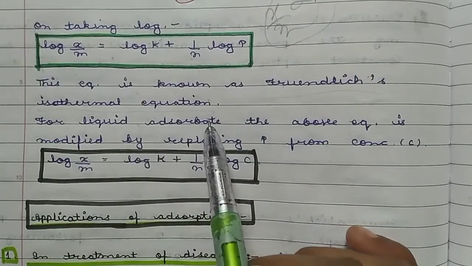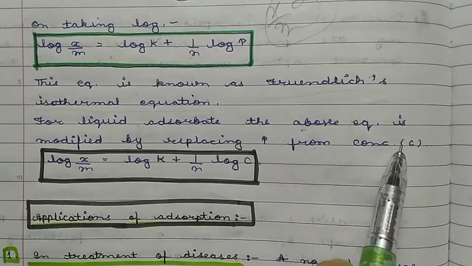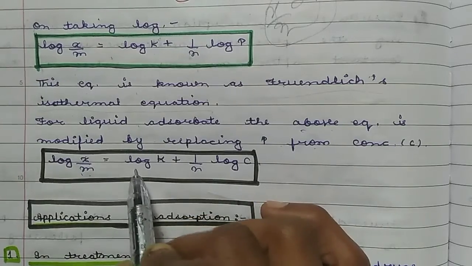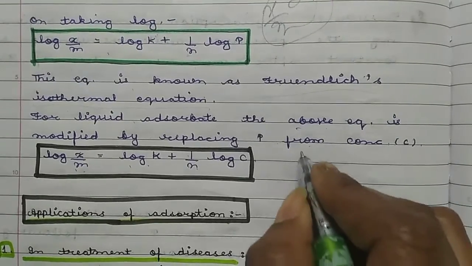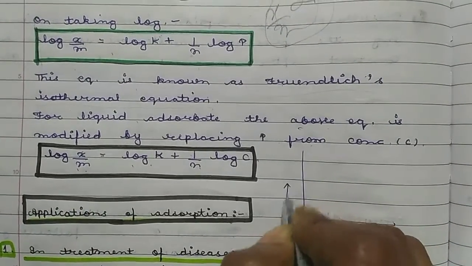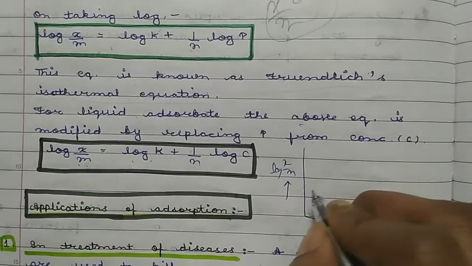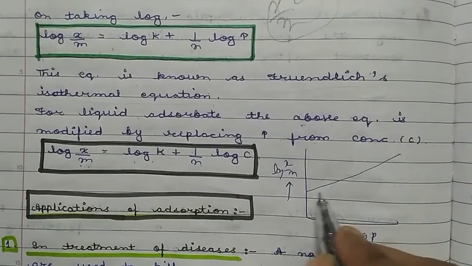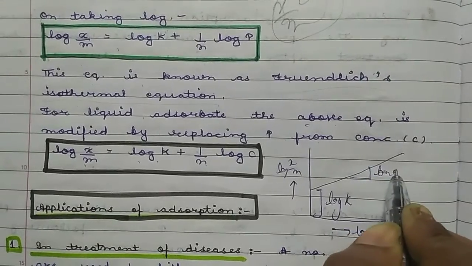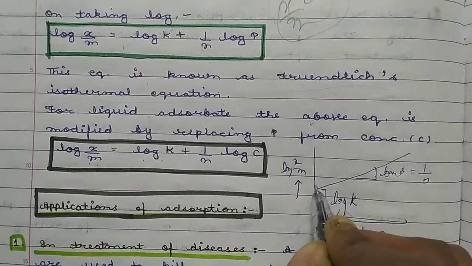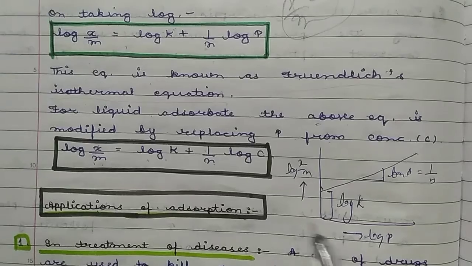And for a liquid adsorbate, the above equation is modified by replacing P with concentration C, that is, log x upon m is equal to log k plus 1 upon n log C. The graph between these, as I have told you, is log x upon m against log p. Its graph will be a straight line, its intercept will be log k, and its slope, tan theta, will be equal to 1 upon n. Okay, clear. Now we will discuss the applications of adsorption.